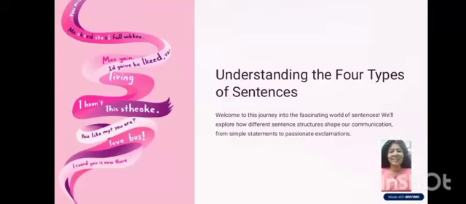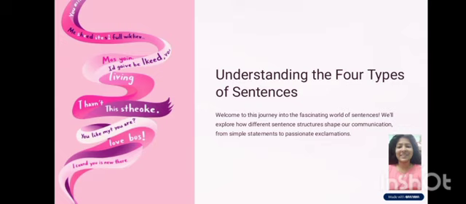Today, in this class, we are going to discuss the types of sentences. Before discussing the types of sentences, let's see the importance of language, and how language plays an important role in our life in the English language.